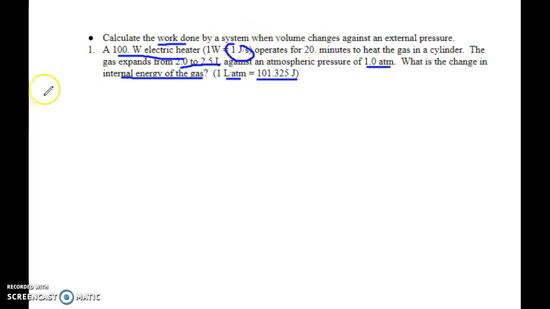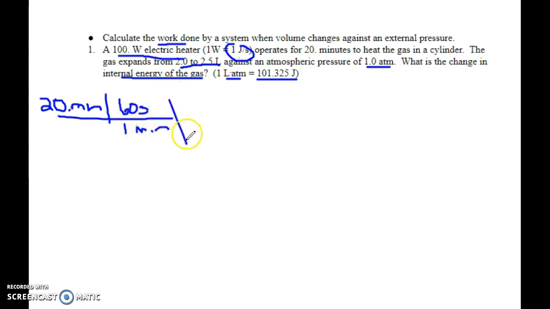So I'm going to start with how long this runs, that's going to determine. So it's going to be a bridge problem with 20 minutes. And I'm going to convert that to joules. So that's just going to be a quick 60 seconds in a minute. And 100 joules per second. So that's going to give me 1.2 times 10 to the 5th joules.